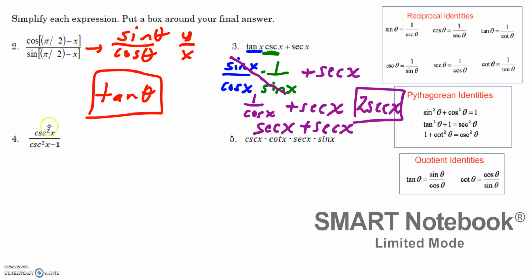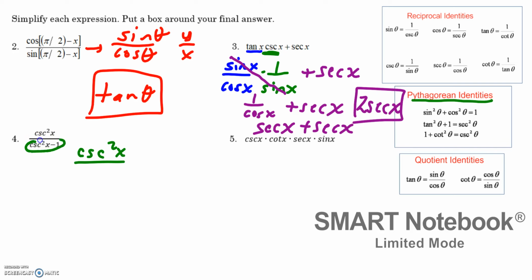Number 4, as soon as I see something that's squared, it makes me think of these Pythagorean identities over here. That's what always catches my eye. So I noticed that this one is more simplified than this one because this one has a subtraction problem. So I wonder if we can replace this with something from the Pythagorean identities. So I'm going to rewrite the numerator, cosecant squared of x, over.